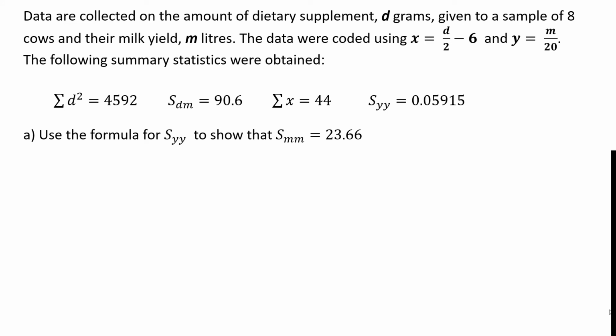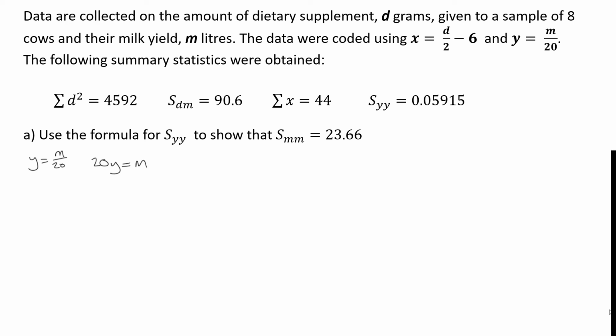So let's just take a look at an example. Here we're told that data are collected on the amount of dietary supplements, D grams, given to a sample of 8 cows, and their milk yield, M litres. The data were coded using these two functions, x equals d over 2 minus 6 and y equals m over 20. We're then given some summary statistics that were obtained. We're asked to use the formula for Syy to show that Smm equals 23.66. So here the linear coding says that y equals m over 20. I can rearrange that and get 20y equals m.